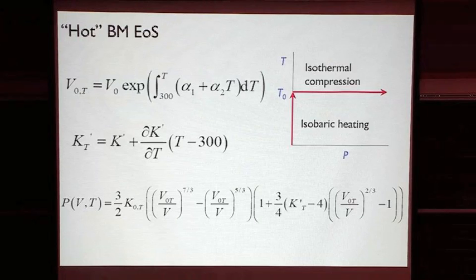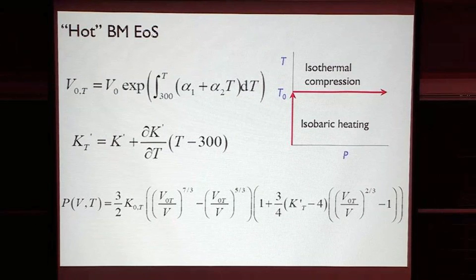We have to do the hot Birch-Murnaghan equation of state. What you do is you increase temperature first, so you try to measure the volume at a high temperature. You do an isobaric heating, then you do isothermal compression. Then you can apply this Birch-Murnaghan equation of state again, except you have to use the volume at a high temperature. You have to use the bulk modulus and its derivative at a high temperature.